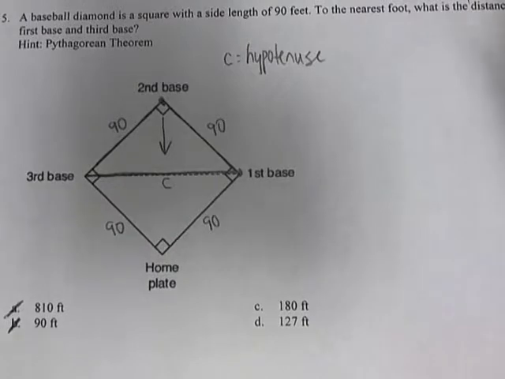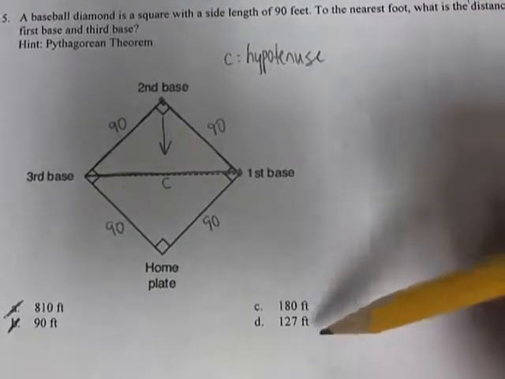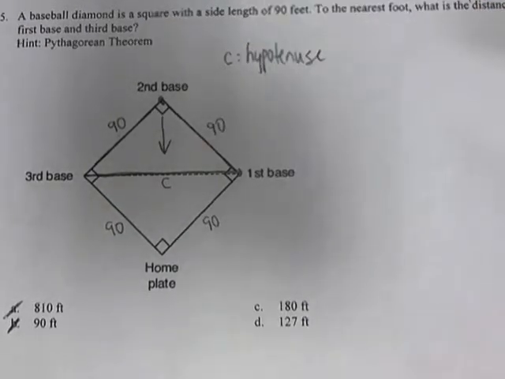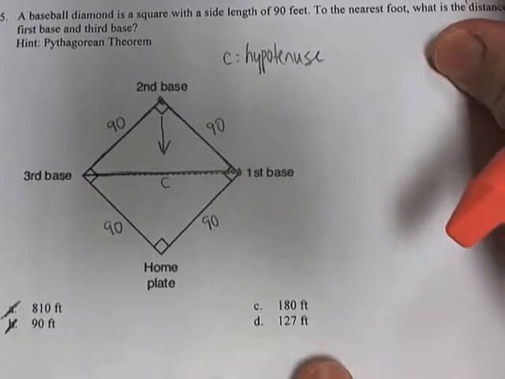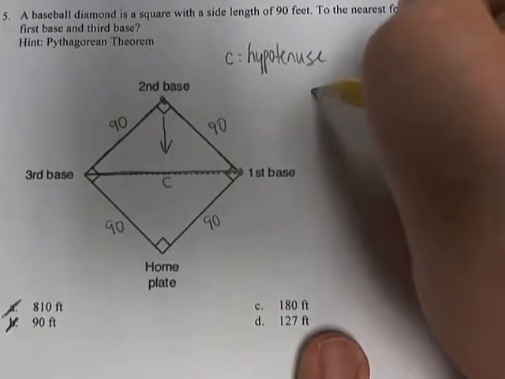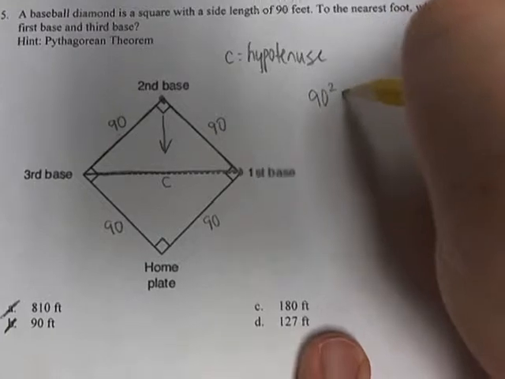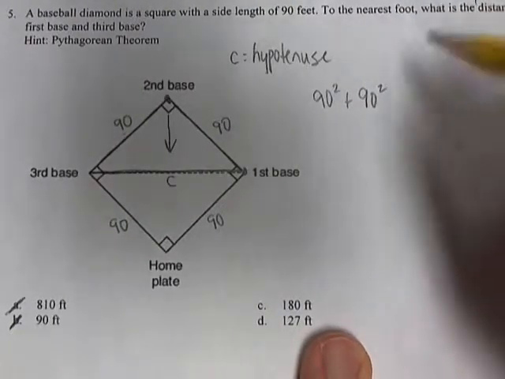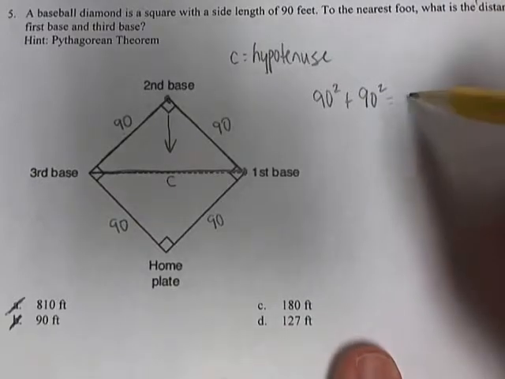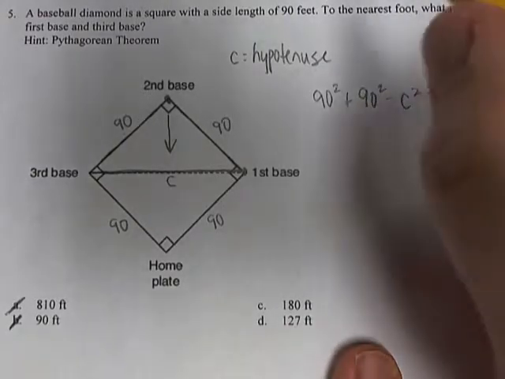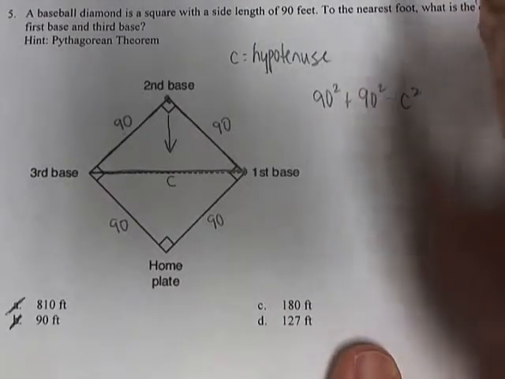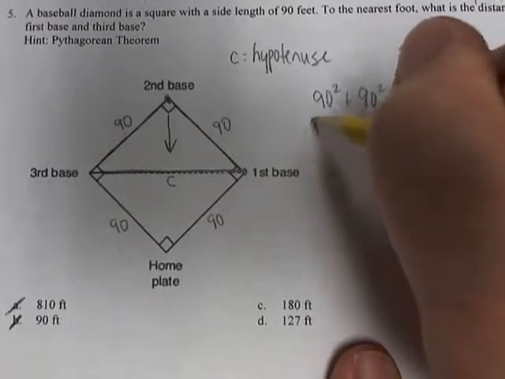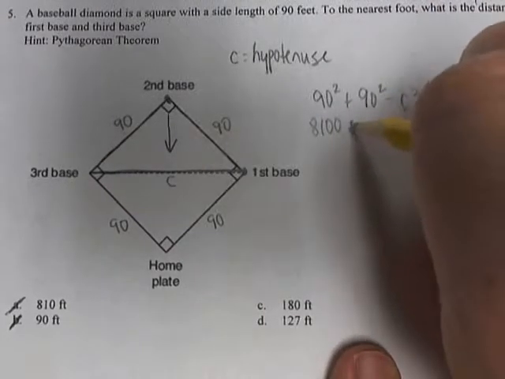So now we're down to two answer choices. So let's do a computation. If I were to guess, I would probably say answer choice D is the correct answer. But let's go ahead and compute this. So we have 90 squared plus 90 squared equals C squared. 90 squared is 8,100.